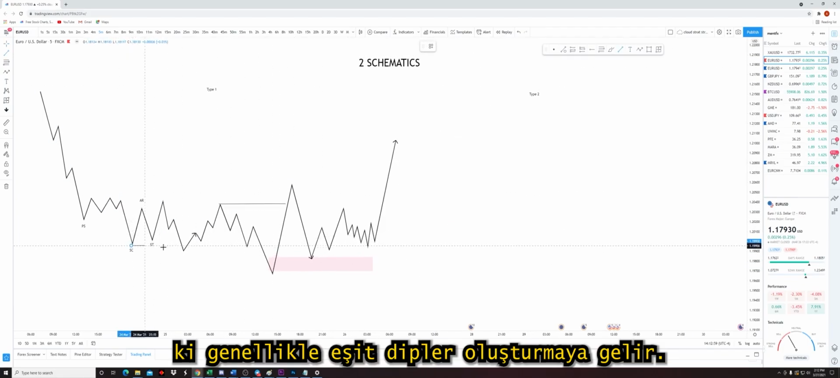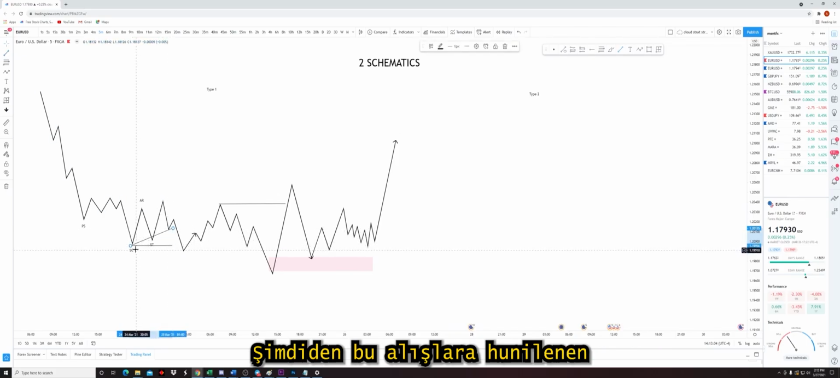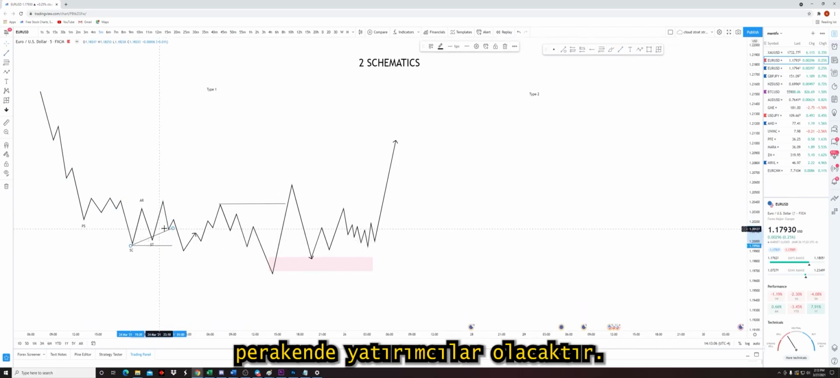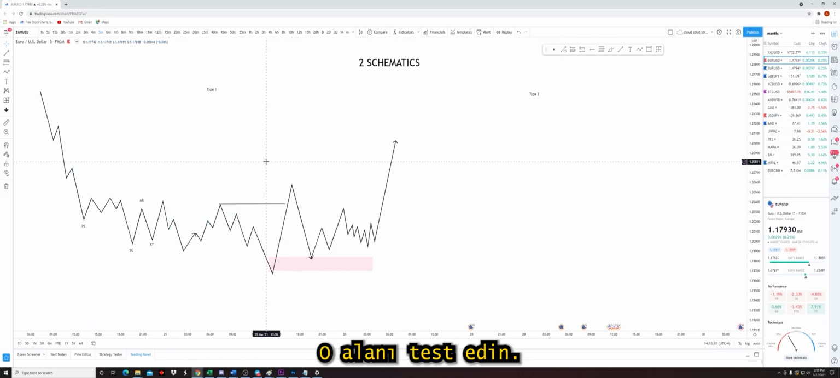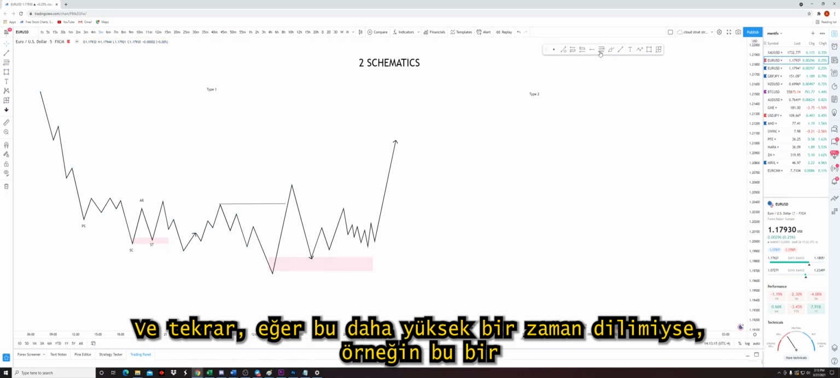Which will usually come to either create equal lows, maybe, you know, some kind of trend line. So in this case, you can see the trend lines forming. There'd be retail that would be funneling into these buys already, okay? Test that area. That's fine. Maybe test some kind of demand zone in the selling climax. That's also very possible.